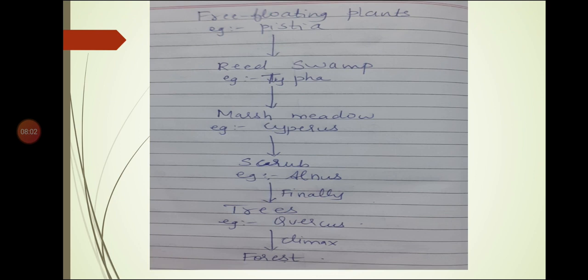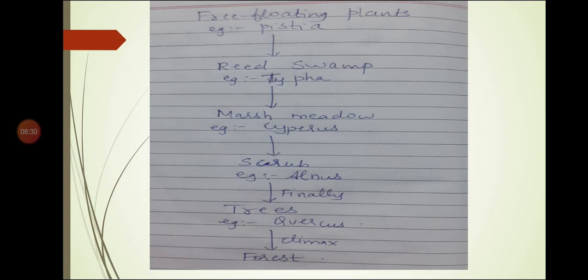Next, it leads to the formation of free floating plants. Example is pistia. That leads to the formation of reed swamp. Example, typha. That leads to the formation of marsh meadow. Example, cypress. It leads to the formation of scrub. Example, ulmus. And finally, trees are formed, and lastly, in the climax community, forest is formed.